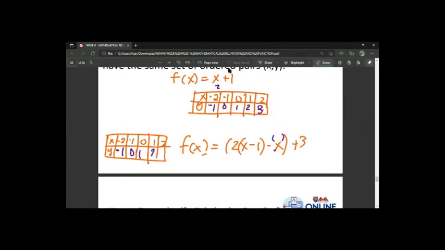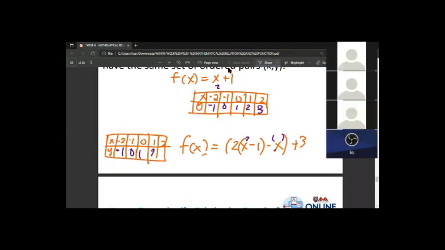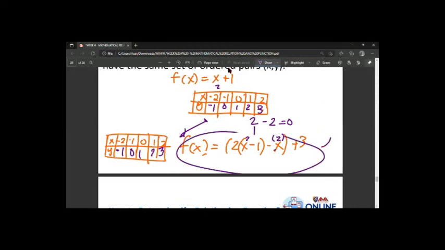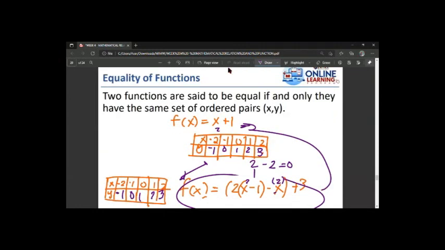Okay. Now, substitute 2 here, isa-isa. 2 dito. So, this is 2 minus 1, that is 1. 2 times 1 is 2. Then 2 minus 2 is 0. So 0 minus 0 plus 3 is 3. So pareha sila ng ordered pair. Therefore, this function and this function is equal or they have equality of functions. Naintindihan? Okay, kalito ka, sir.